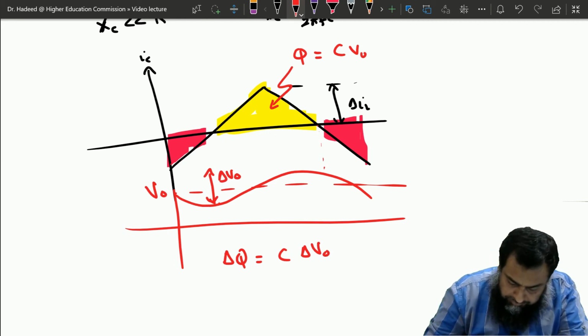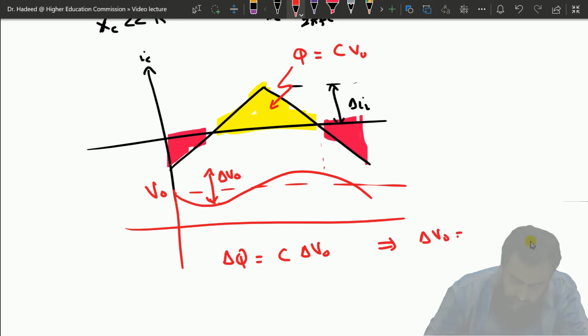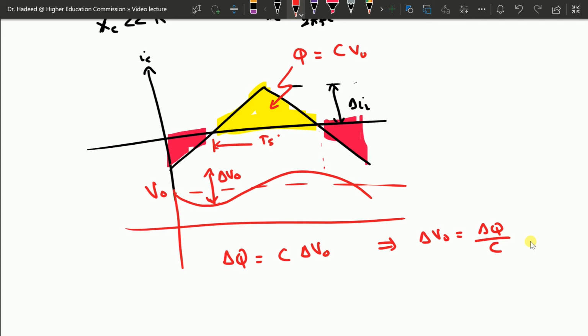So we have delta V naught equal to delta Q over C. So what is the total charge which is enclosed here? This total charge can be calculated using the area under the triangle concept. The area under the triangle here has height equal to delta IL, and because the waveform is symmetrical, this base is Ts over 2.